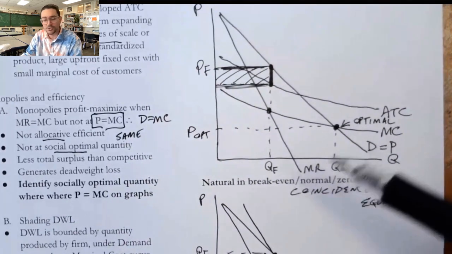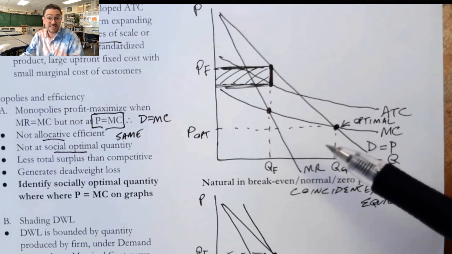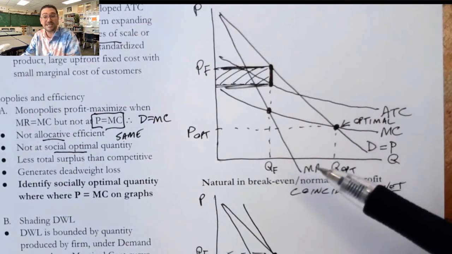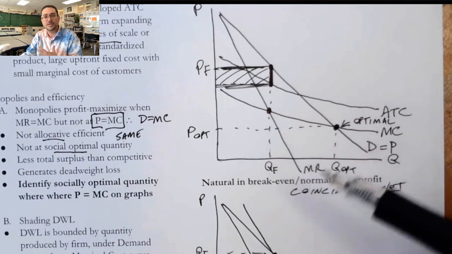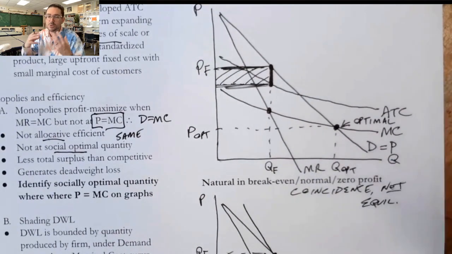We are not producing a socially optimal quantity, so there's less total surplus than there would be in a competitive market. And as a result, there's deadweight loss. Deadweight loss, if you remember from the previous unit, was the lost value of transactions that would be occurring in an allocative efficient market. Because they're not producing the allocative efficient quantity, also known as the socially optimal quantity, there is deadweight loss.